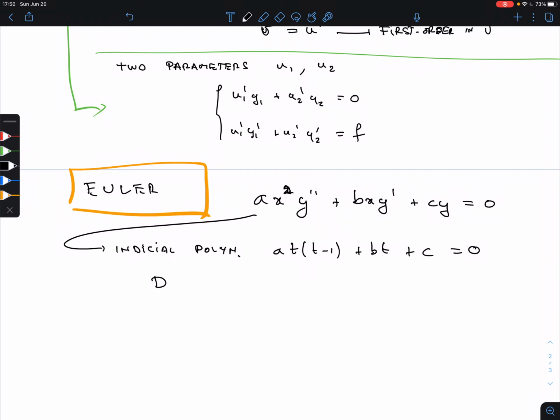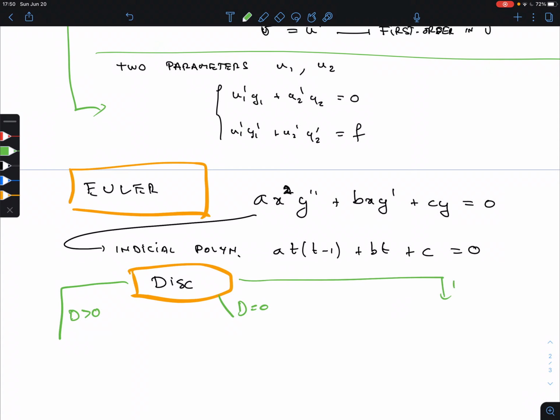So D, let's box it again. D is the discriminant of this equation. I'm not going to spell it out, because it's not b squared minus 4ac; you have to work this out. You can write it up, but I'm not going to do that. So this is the discriminant, and again we have the three possibilities. Either this discriminant is positive, it could be 0, or it could be negative.